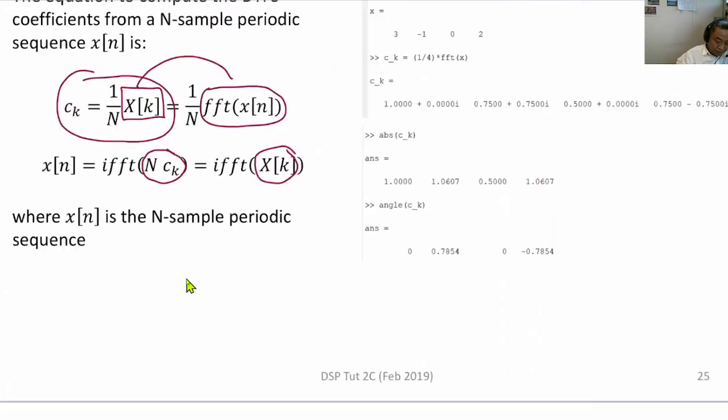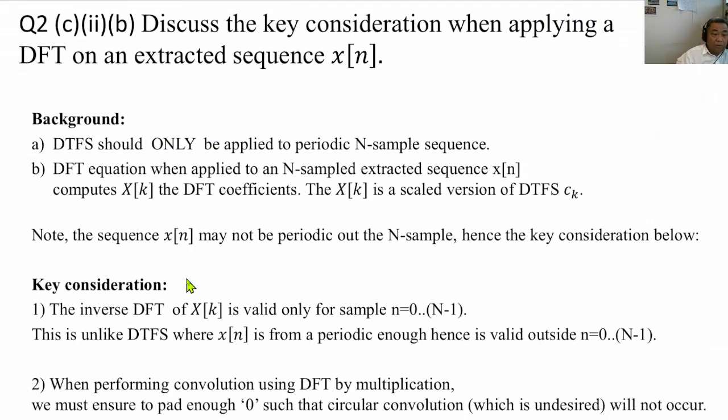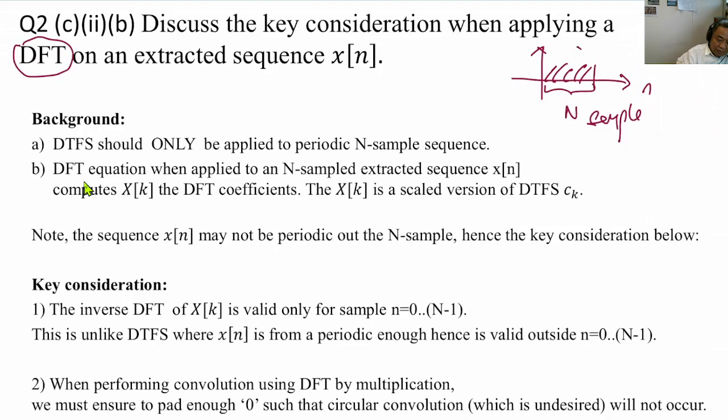Now, the second part is to discuss the key considerations when using DFT. Basically, I have N samples, and I take these N samples out, and we have N samples of x[n]. I don't know what is happening outside these N samples, but I can still use these N samples and perform DFT.